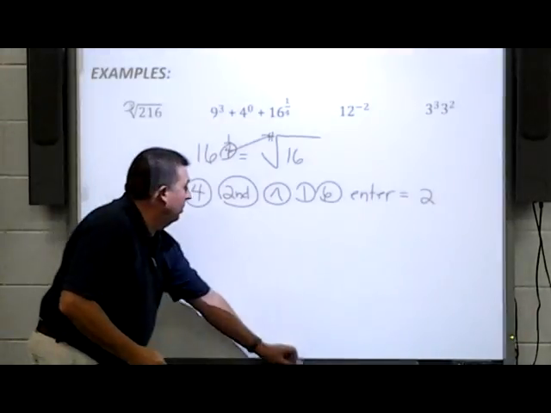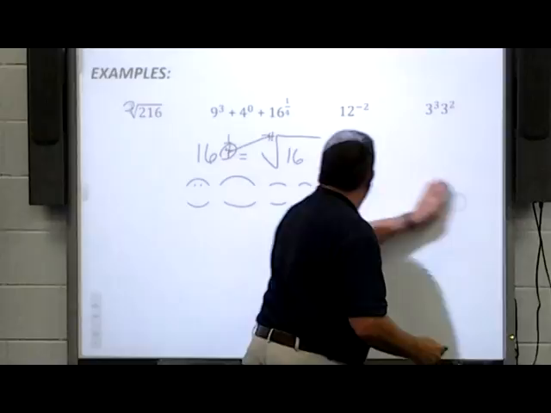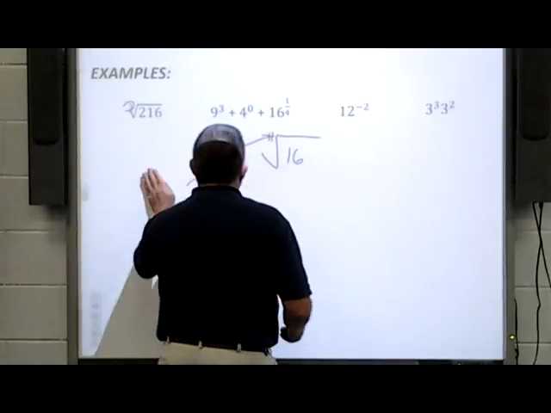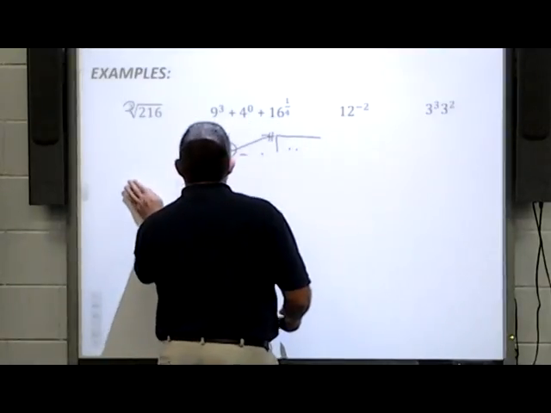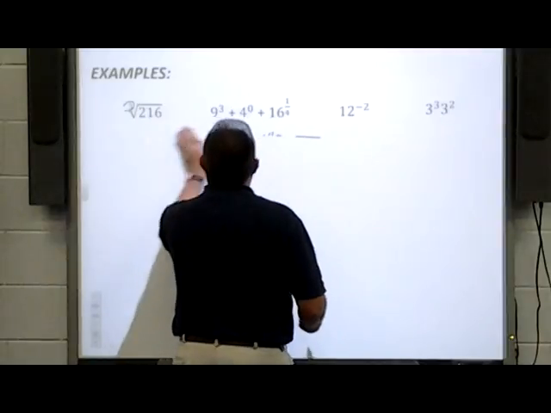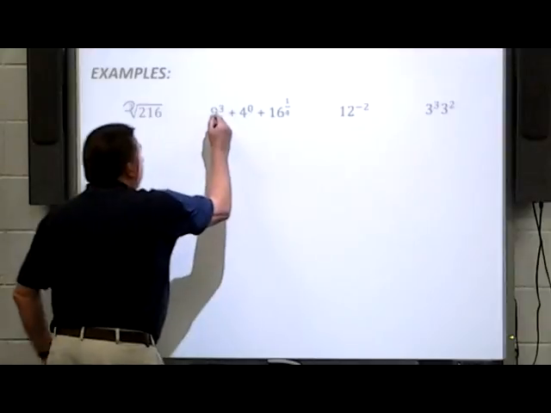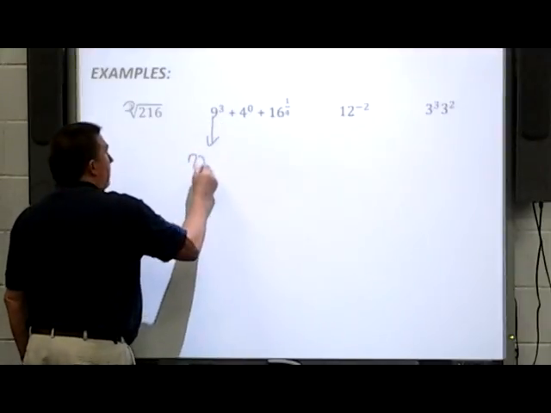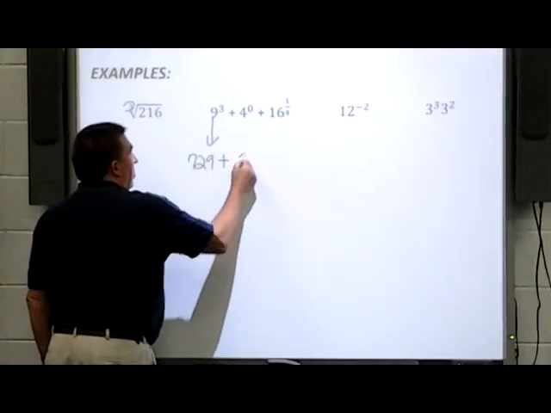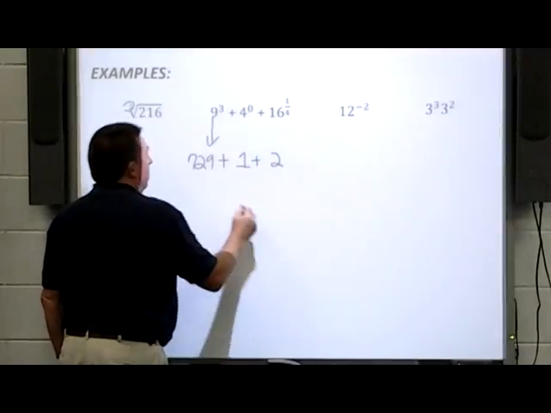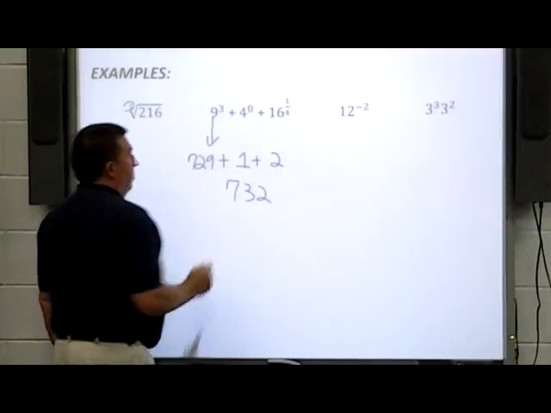So when I go back and put it all together, we had this was 729 plus 1 plus 2, 732.